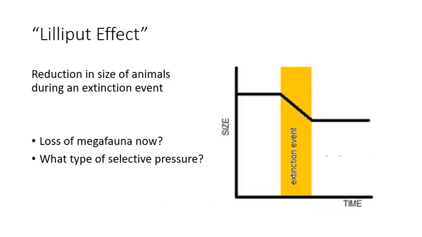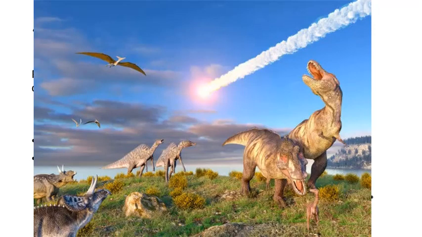Pause this video and think for a moment what it would be like in the days, months, or years following a massive asteroid strike. Why would smaller animals be more successful than larger animals? The asteroid strike caused many other massive natural disasters.